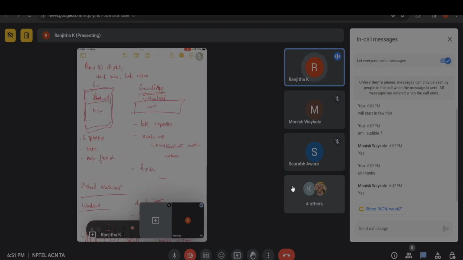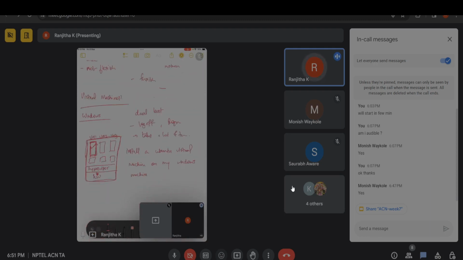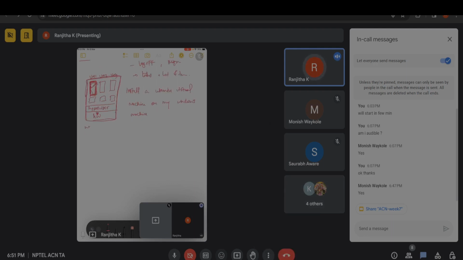As we saw here, I just brought up one VM in the laptop. The host machine was a Windows and the VM was an Ubuntu VM. In these VMs, we can actually run the network functions, the virtualized network functions. Okay.